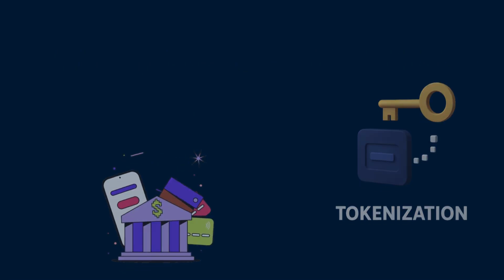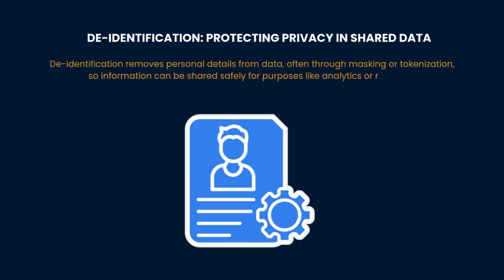Both data masking and tokenization are a form of de-identification. The goal is to strip personal details from datasets so they can be shared, like for analytics or research. All this without putting anyone's identity at risk.